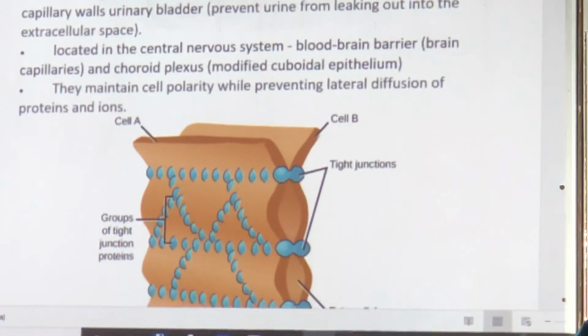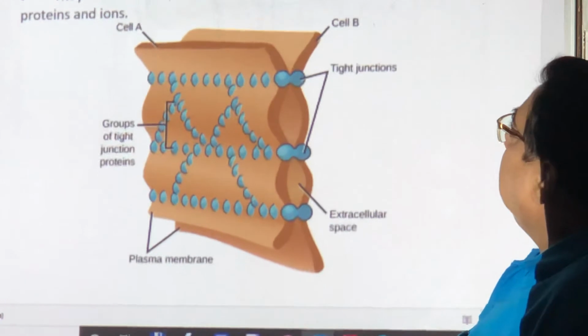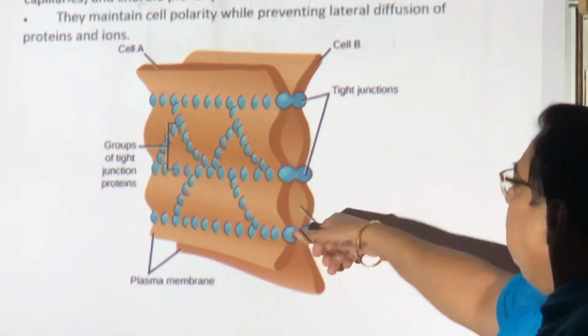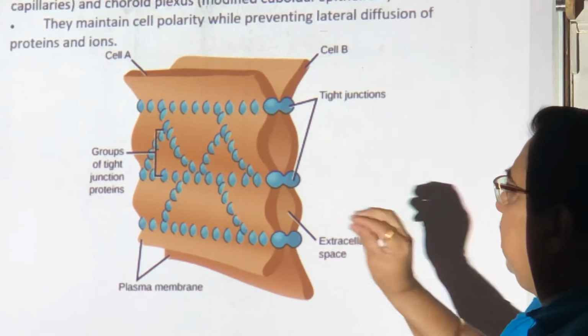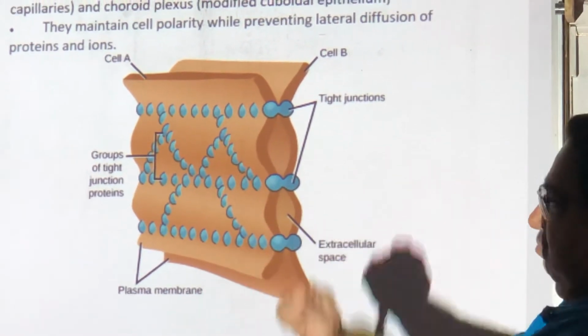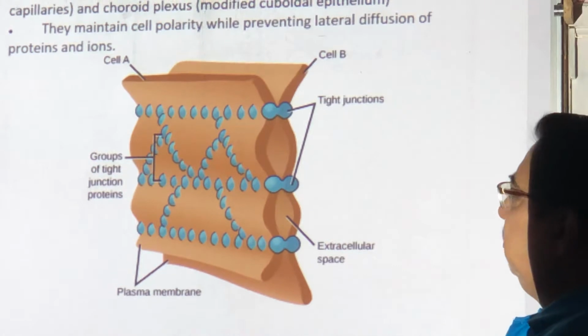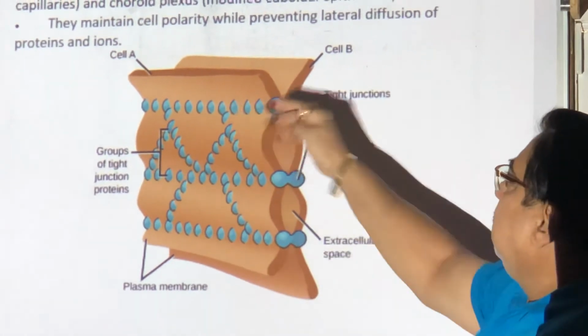Have a look at how they look. See, locally there are tight junctions, and there are special proteins you saw, and they are like rivets. This is from one cell, and this is of the other cell.